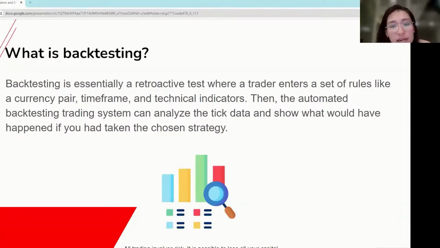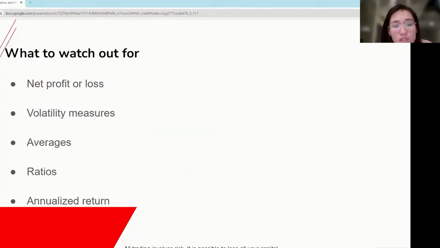So it's basically a retroactive test where a trader enters a set of values or rules like a currency pair, time frame, and technical indicators. Then the automatic backtesting trading system can analyze the tick data and show you what would have happened if you had taken the chosen strategy. Some things to watch out for would be your net profit or loss, volatility measures, averages and ratios, and annualized return.